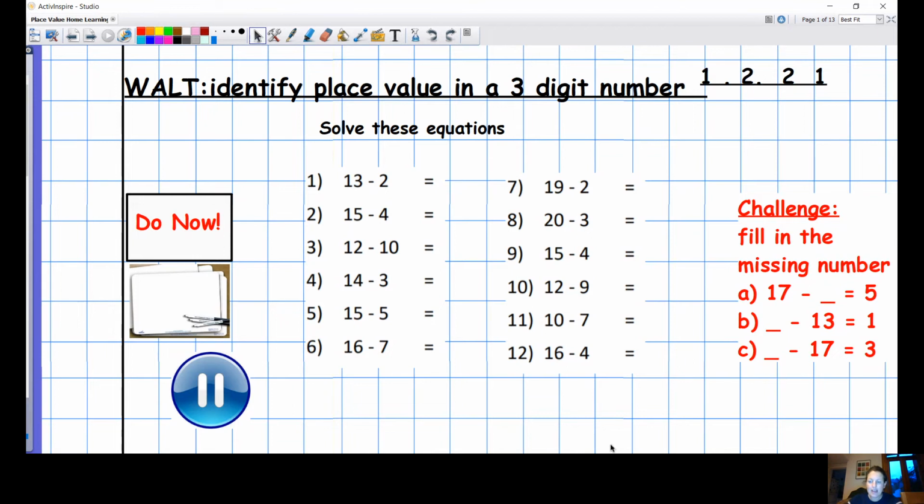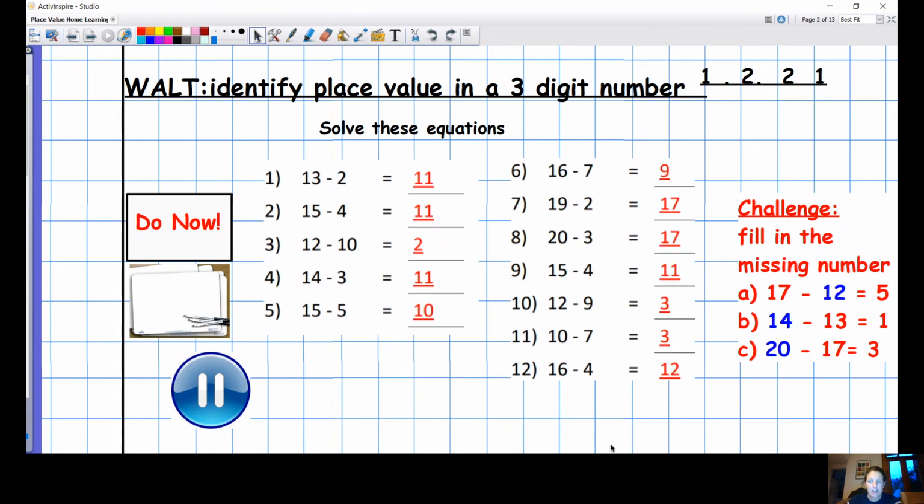Okay, hope you found that not too challenging. Here are your answers. Just number bonds within 20, something that we need to keep on practicing because it's going to help us lots with a lot of our maths going forward, with any of those column addition and subtraction. Okay, right. Moving forward, we are now going to get started with the lesson.